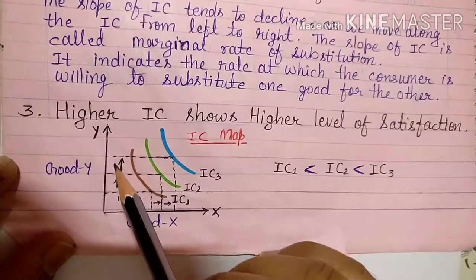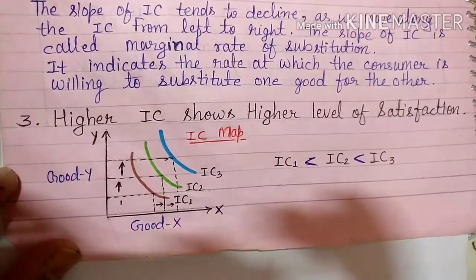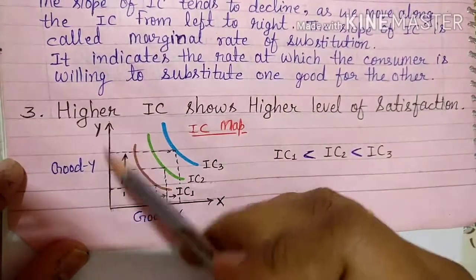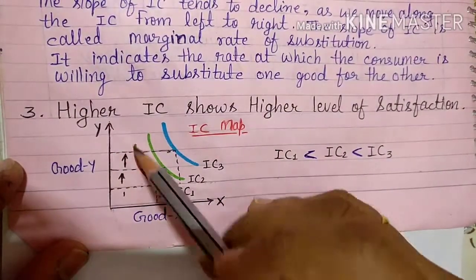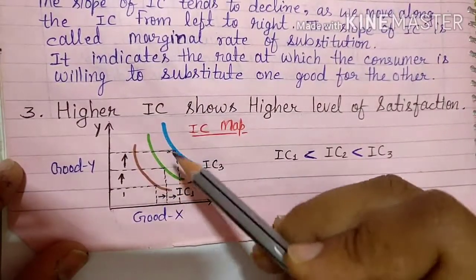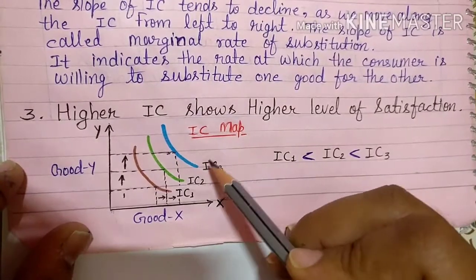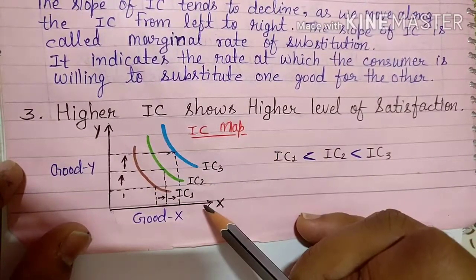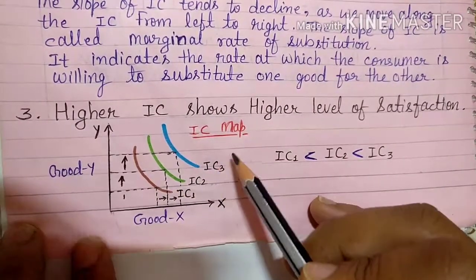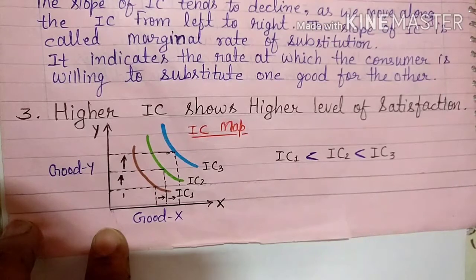Okay. The next property is that a higher IC shows a higher level of satisfaction. What does it mean? As you can see here, we have made the y-axis and x-axis, good Y and good X, and I have made IC1, IC2, IC3. So three combinations of IC I have made here, and this is called an IC map, where we are showing various combinations of IC, not only one curve but many more. That is called an IC map.